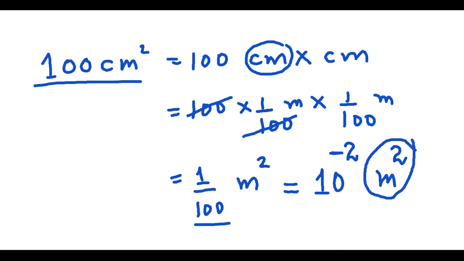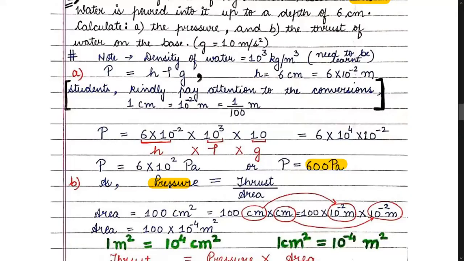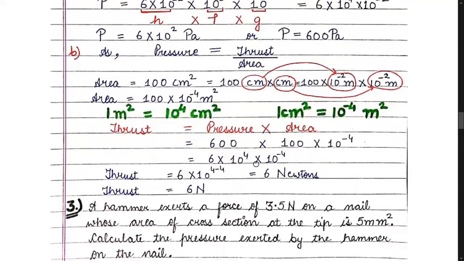Why I have converted into meter square? Yes, because the rest of the terms are in SI unit. So children, now put the value here and your answer will come out to be 6 newtons. You can try the conversion, do the question, put the value of pressure 600, multiply by 10 raised to power minus 2, or you can write down multiply by 1 by 100, and then your answer will come as 6 newtons.